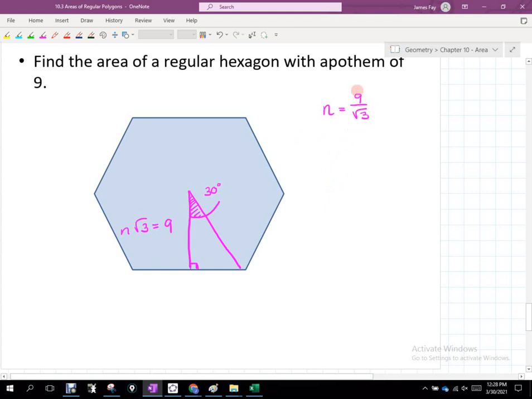Now you could choose to rationalize that now or later. I think because 9 and 3 work together well, I will rationalize it now. You'll get the same answer if you don't later on. Does that give you 3 radical 3? Okay. So that's n, which is this distance right here, correct? 3 radical 3. So what would this distance here be?